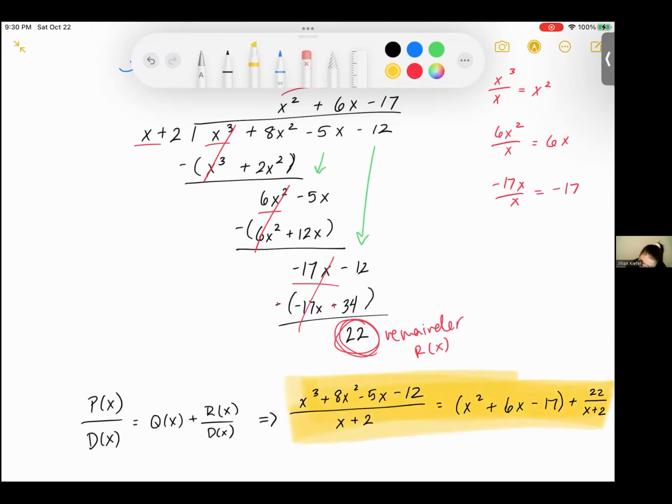So that would be one of our answers. You just need to pick one. It doesn't have to be necessarily this one. So there's another one.